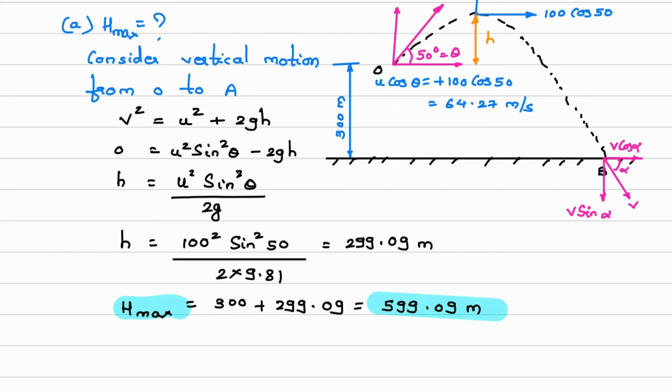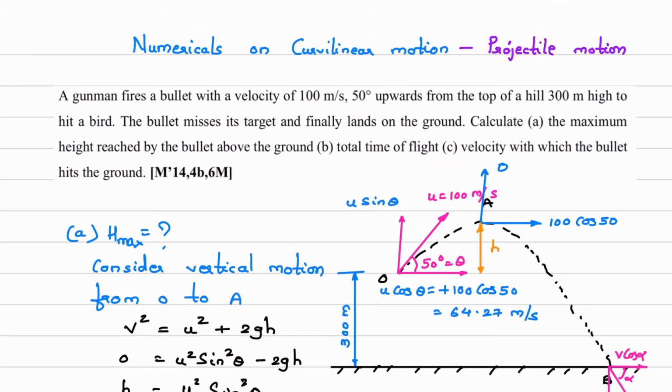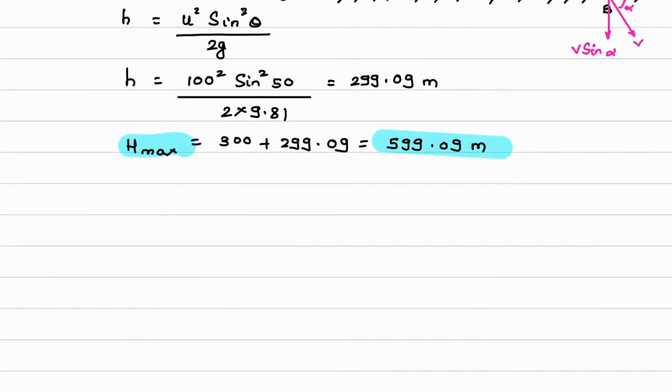Now the second question, we have to calculate the total time of flight. So we will consider motion from O to B, vertical motion. So for the second part B, we have to calculate T. So consider motion from O to B.